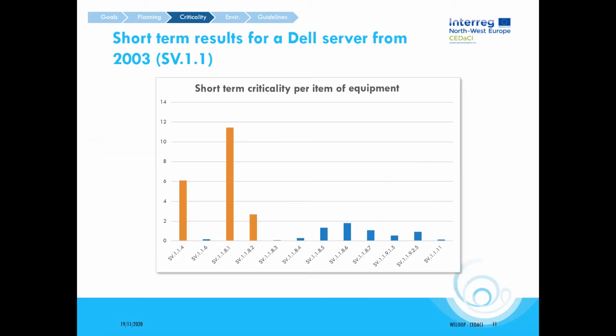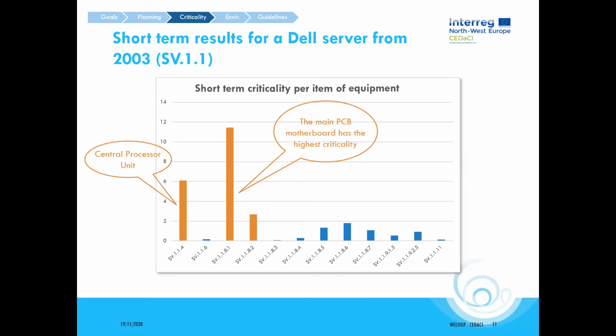Then here we have short-term criticality per item of equipment. And we notice that the main PCB motherboard, then the central processor unit, and finally a secondary PCB are considered as the hotspots of this server because they represent about 80% of the total criticality.